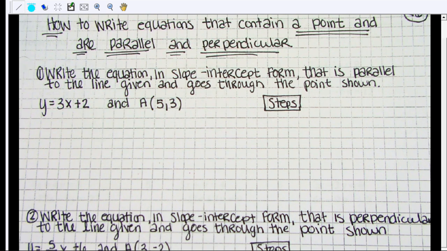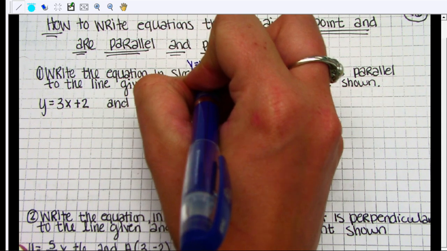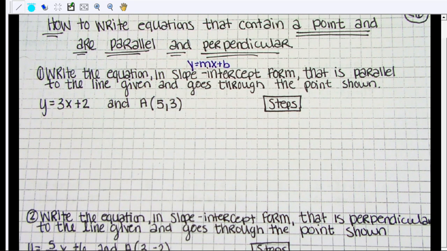Y equals mx plus b. Good job, Cheyenne. Y equals mx plus b. So right above here, I'm just going to write it. Y equals mx plus b. Write a reminder to yourself so you know what the form is. We've learned a lot of forms. We want a line in y equals mx plus b that is parallel.